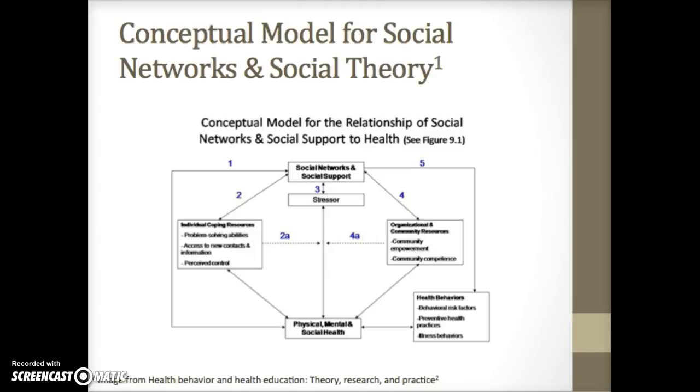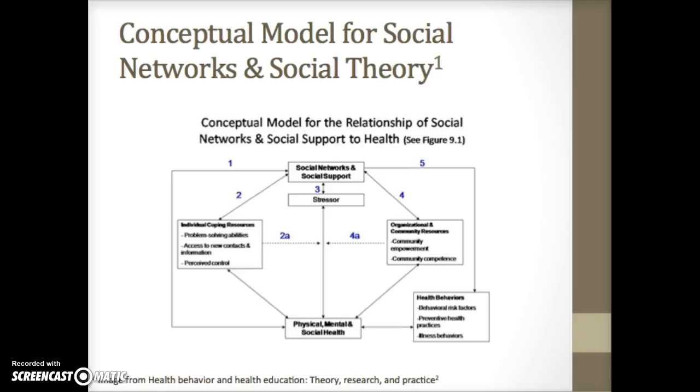This is a conceptual model to represent social networks and social support and their effect on health and well-being. Pathway 1 represents the direct effect that social networks and social support can have on overall health. Social support may meet the basic human needs for companionship, intimacy, a sense of belonging, reassurance of one's self-worth. Having these needs met may help enhance overall health and wellness even in the presence of stressors.